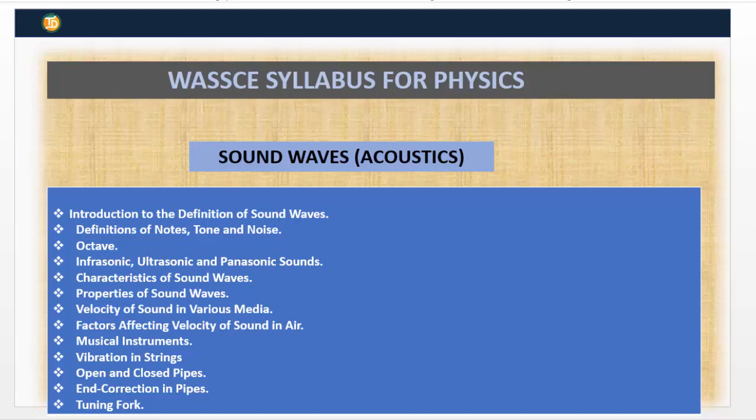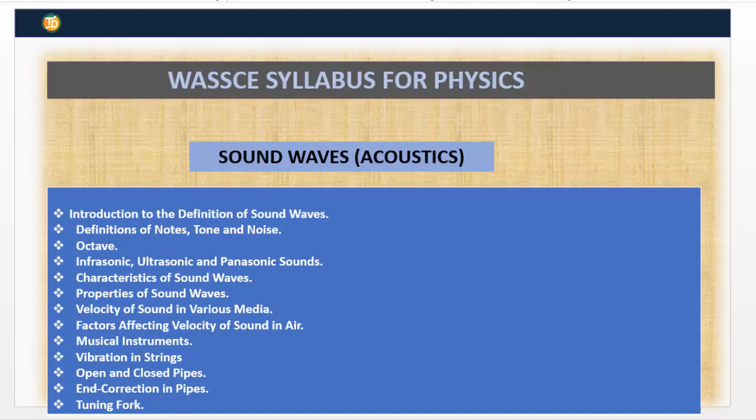And under acoustics, we have introduction to the definition of sound waves, definition of notes, tone, and noise, octave. You'll be dealing with octave. What is octave? A note is said to be an octave of another note if it has twice the frequency of the other note. You'll be tested on the concept of octave. Okay, we have infrasonic, ultrasonic, and audible sounds. These are the classes of sounds that we have.